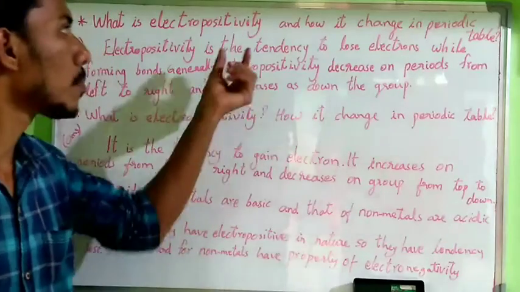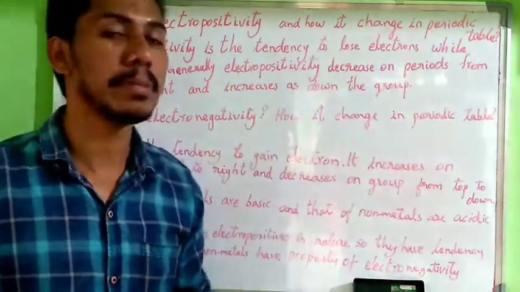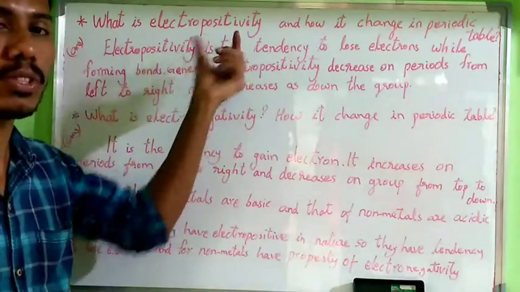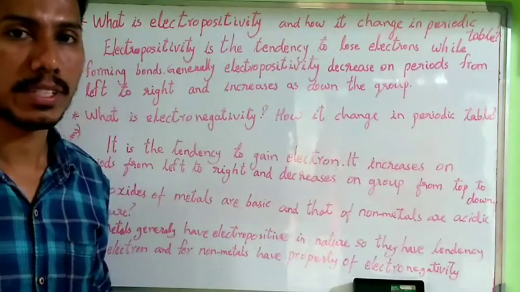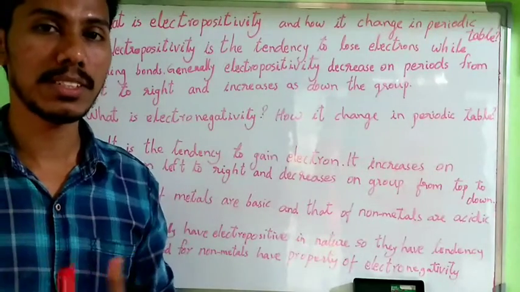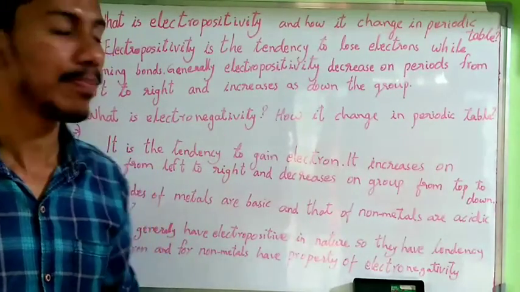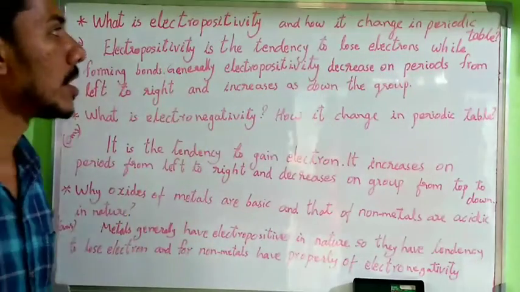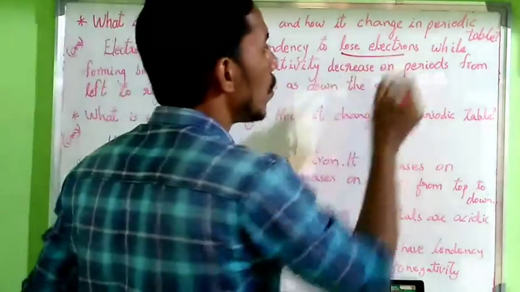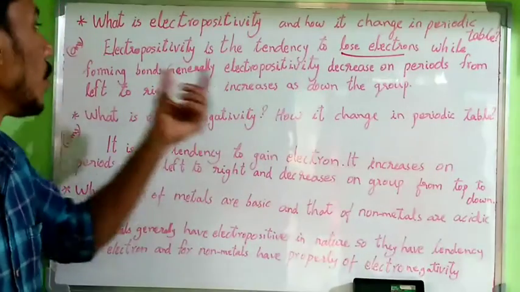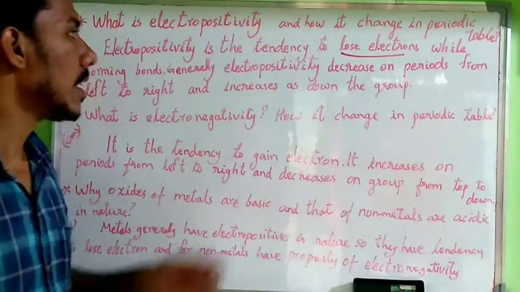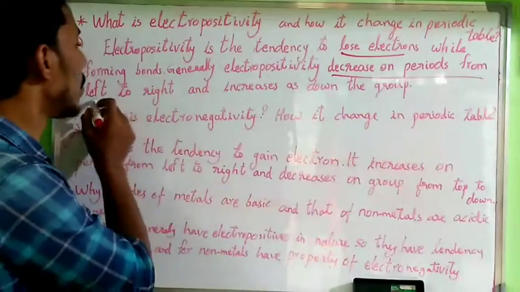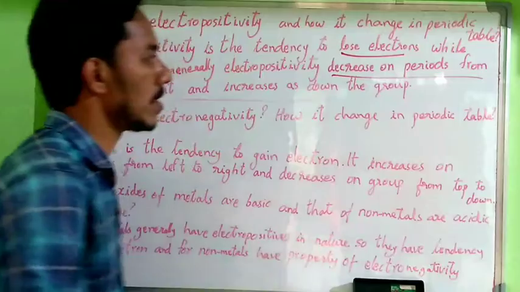Then what is electropositivity and how does it change in the periodic table? First of all, we have to discuss what electropositivity is. It is the tendency to lose electrons. Electropositivity is the tendency to lose electrons while forming bonds. Generally, electropositivity decreases along periods from left to right and increases down the group.